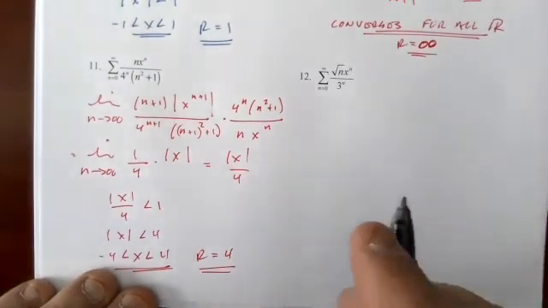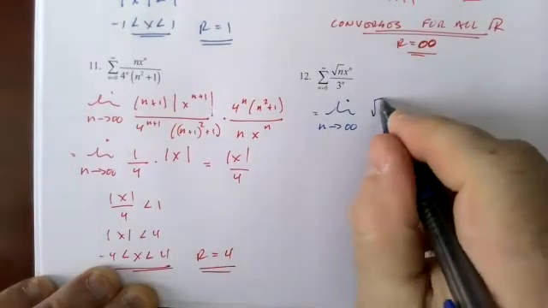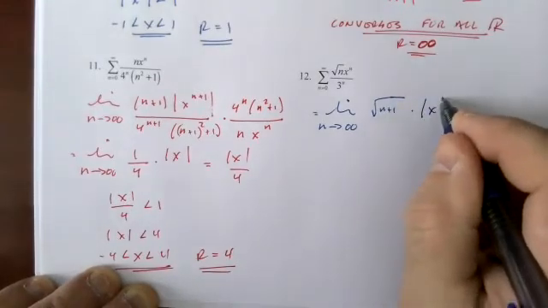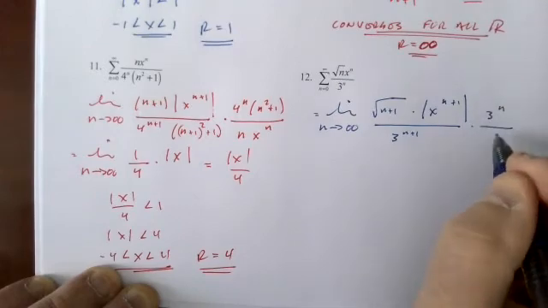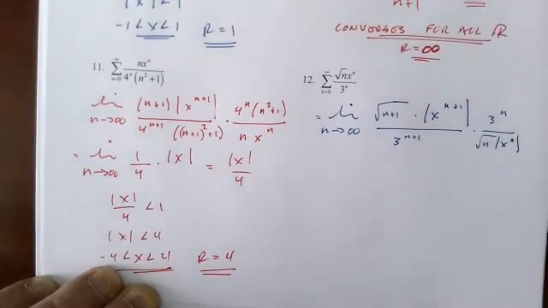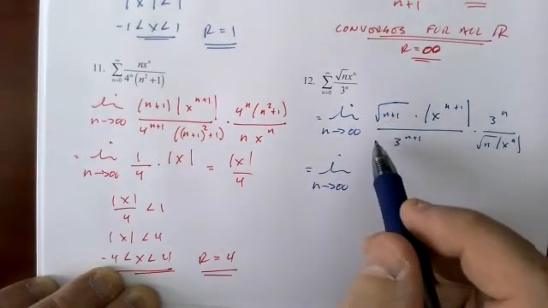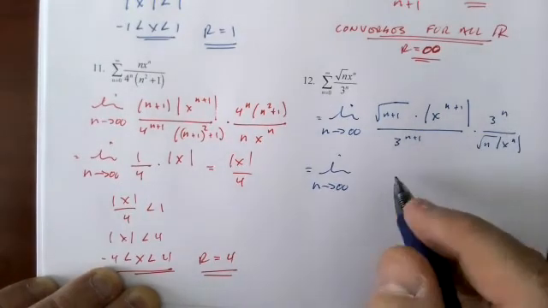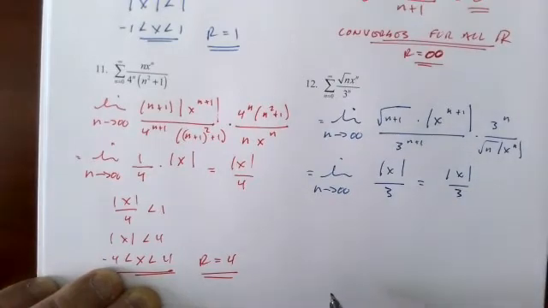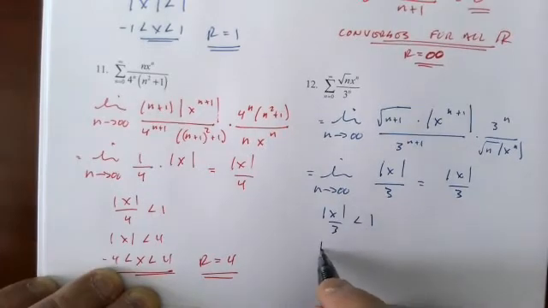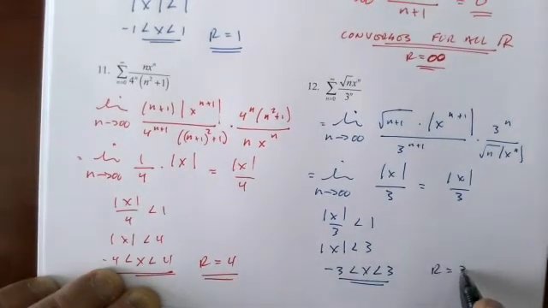Okay, this looks ugly, but let's see how it goes. Equals the limit as n goes to infinity of square root of n plus 1 times absolute value of x to the n plus 1 over 3 to the n plus 1, times 3 to the n, square root of n, absolute value of x to the n. This is getting tiresome. Square root of n over square root of n cancels because they're both the same power, 1/2. This will leave me with a third on the bottom and an x on top. Absolute value of x over 3 has to be less than 1. Absolute value of x less than 3. Negative 3 less than x less than 3. R equals 3.